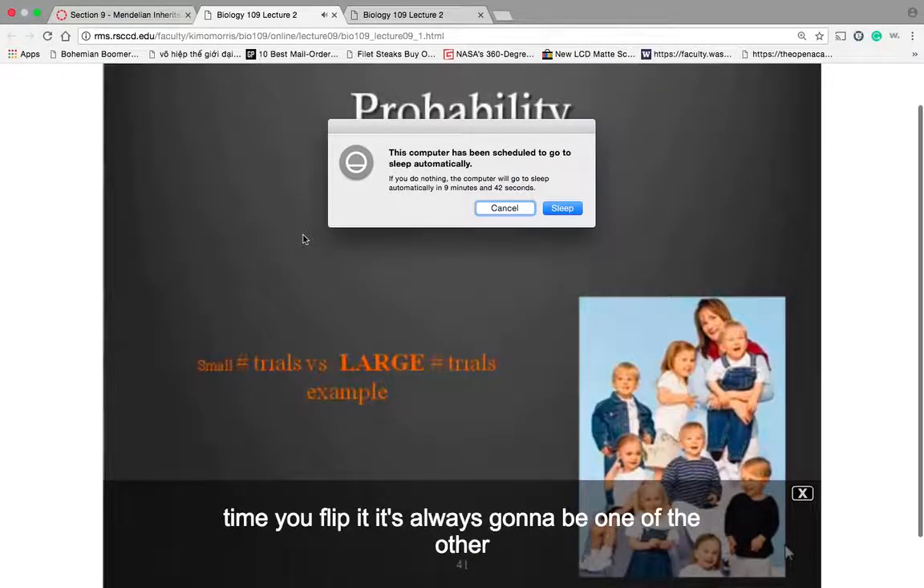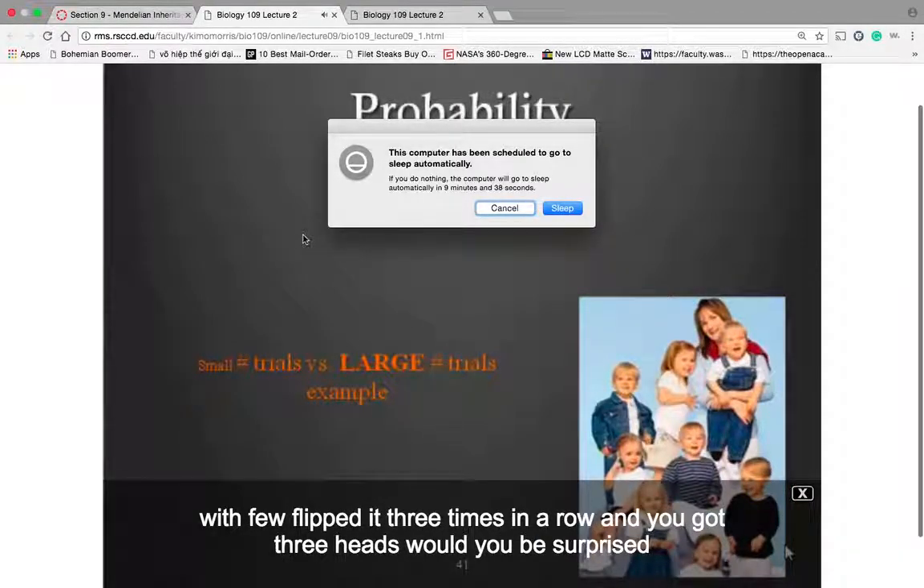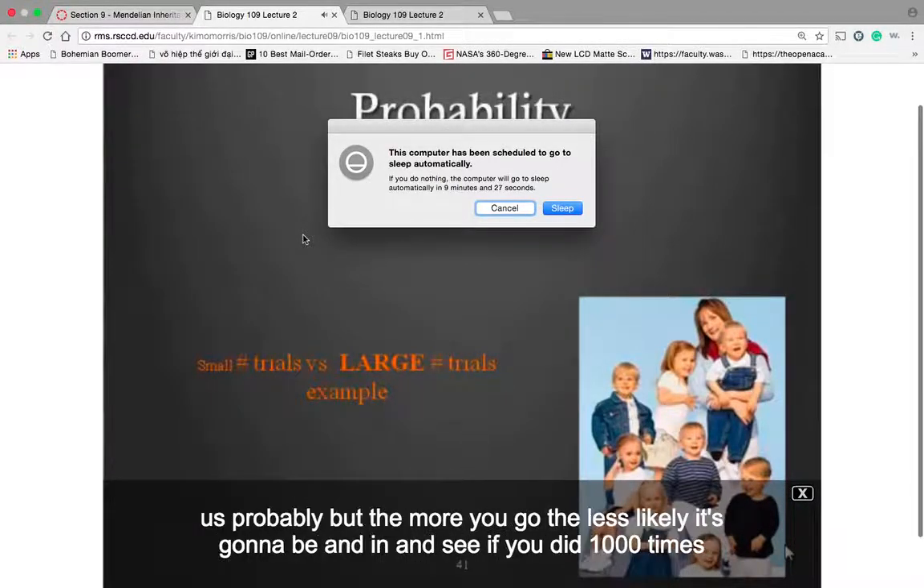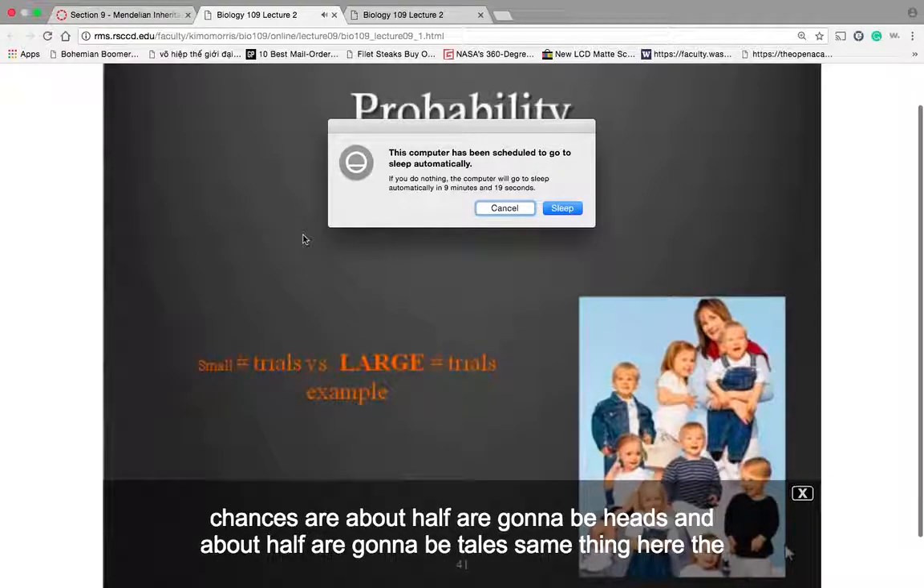But does that mean that every time you flip it, it's always going to be one or the other? What if you flipped it 3 times in a row and you got 3 heads? Would you be surprised? Well, of course not. I mean, that's likely. You could possibly do that. How about 6 times? If you flipped it 6 times in a row, could you get all heads? Yes, probably. But the more you go, the less likely it's going to be. And if you did it 1,000 times, chances are about half are going to be heads and about half are going to be tails. Same thing here.